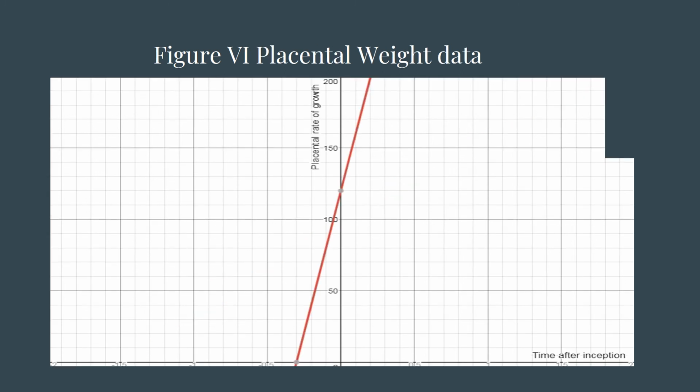Figure 6 shows placental weight data. The x-axis shows time after inception in days, and the y-axis shows placental rate of growth in grams per day. This graph is also very linear, as a placenta grows parallel to a fetus. Since the fetus grows linearly, slowly increasing after each week, the placenta would grow alongside, as the placenta surrounds the fetus.